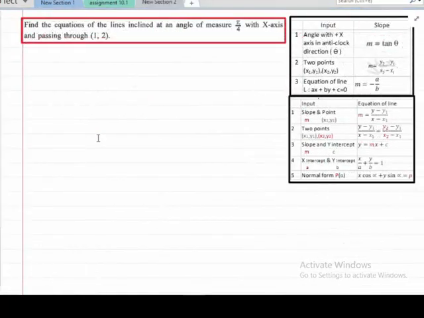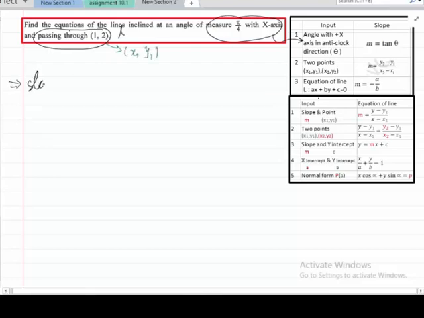In this question, we have to find the equation of line L, which is inclined at an angle of pi by 4 with the x-axis. As we know, this angle will give us the slope using m is equal to tan theta, and it is passing through (1, 2). So this is our point (x1, y1). Now let's find the slope of line L, which is m is equal to tan theta, or we can say tan pi by 4.